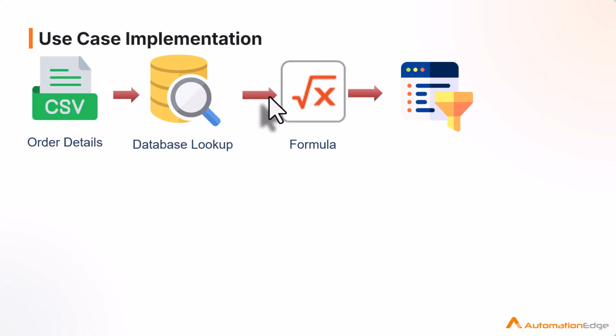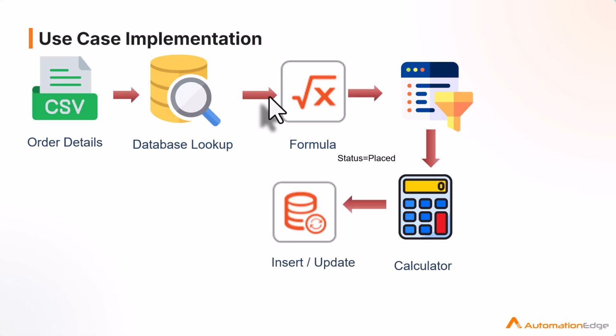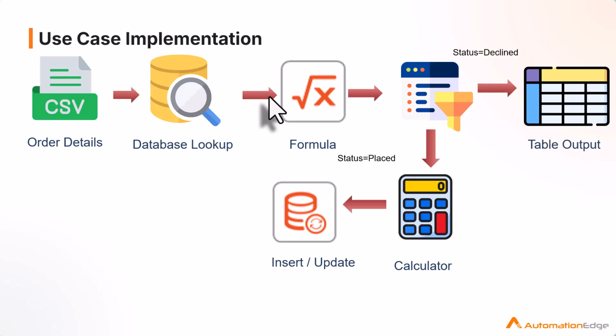For successful orders, we'll update inventory, compute new stock equal to available stock minus ordered quantity with calculator, then write it back using insert or update on the product table. Finally, let's use the table output step to store the accurate order status in the order details table. At the last step, we will also save the placed order details into the same table.